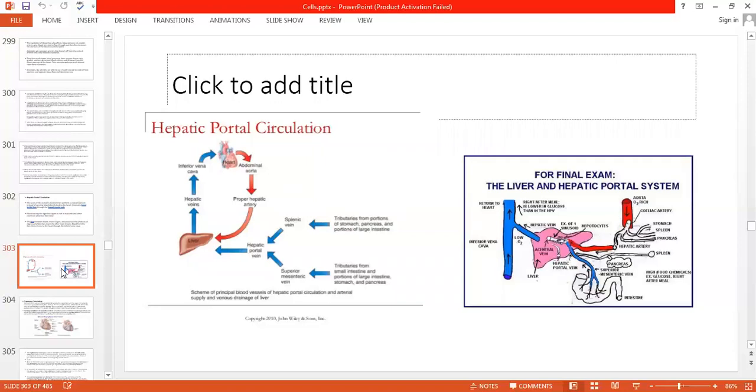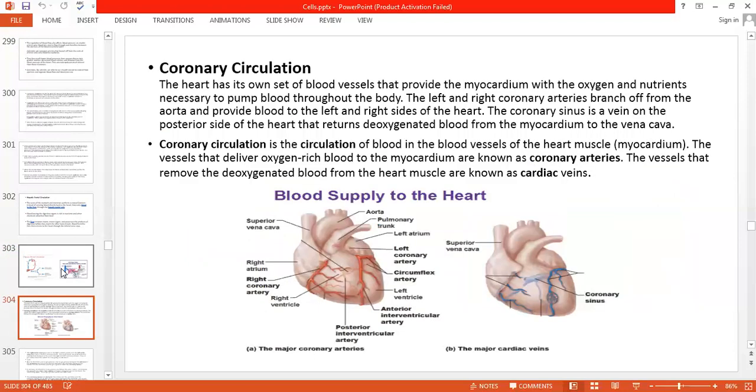This is a figure you can see and you can read it. Coronary circulation means circulation of the heart. The heart has its own set of blood vessels that provide the myocardium, the muscles of the heart, with the oxygen and nutrients necessary to pump blood throughout the body.